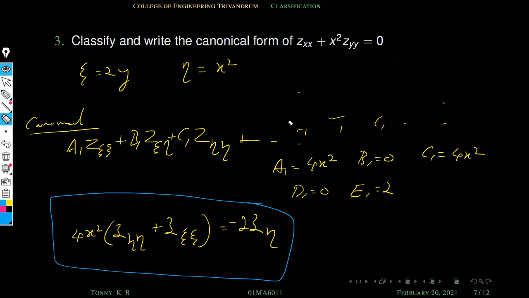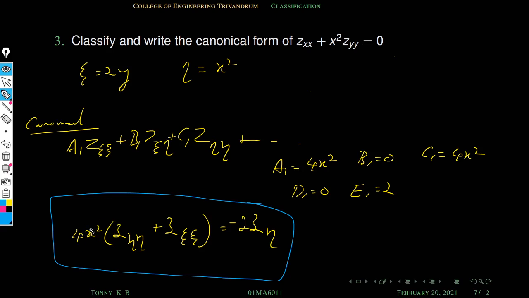Again we know that canonical form contains only the new independent variables. Canonical form should contain only new independent variables. Here our new variables are psi and eta, so we have to remove this x square. How to remove x square?